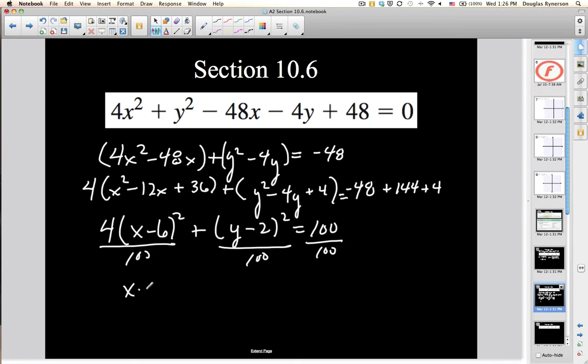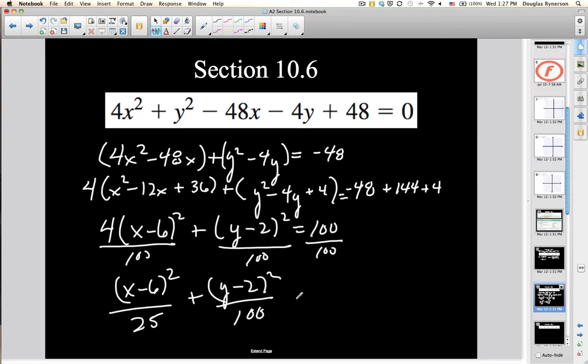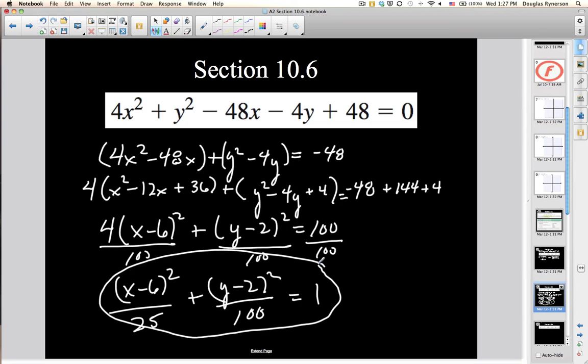And I end up with (x - 6)² over 25 plus (y - 2)² over 100 is equal to 1. And that is my conic section in standard form.